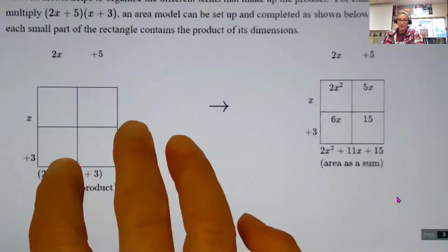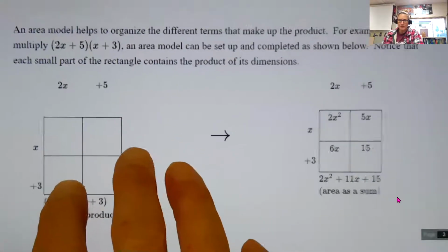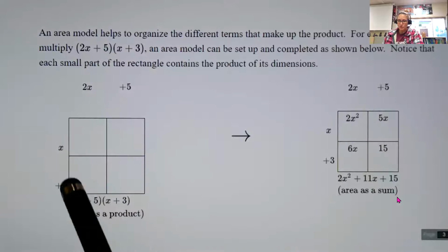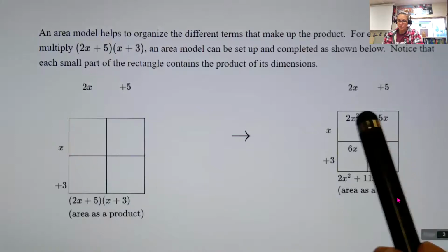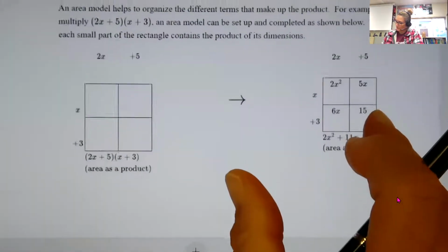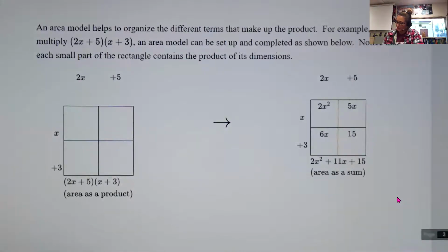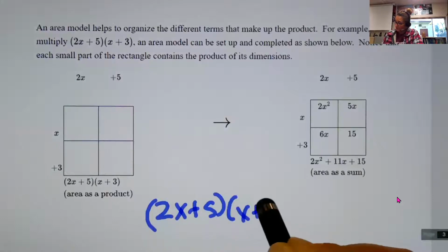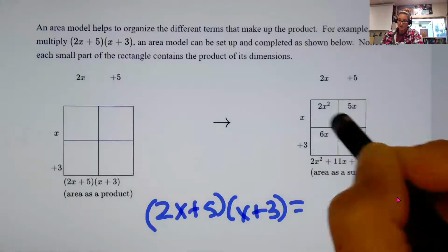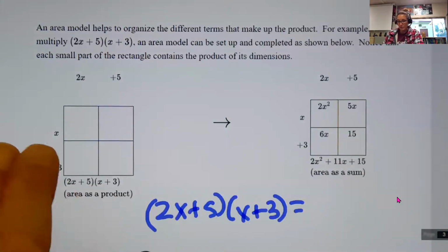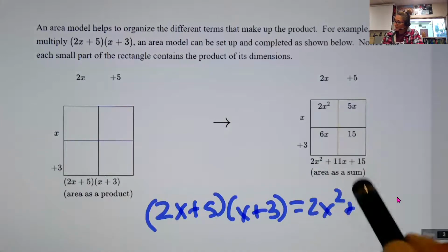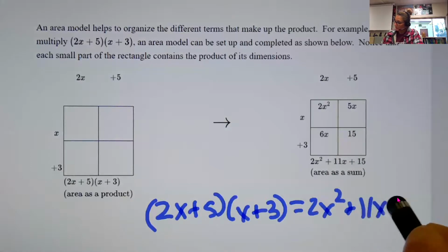And so down here, they're giving us an example of an area model where we're trying to work out 2x plus 5 and x plus 3. So 2x plus 5, x plus 3. And here they worked it all out. And then they're giving us the area as a product equal area as a sum. So the area as a product would be 2x plus 5 and x plus 3 equal. And the area as a sum is your outside. So again, here they're showing product. The sum is the inside. So 2x squared plus 11x plus 15.